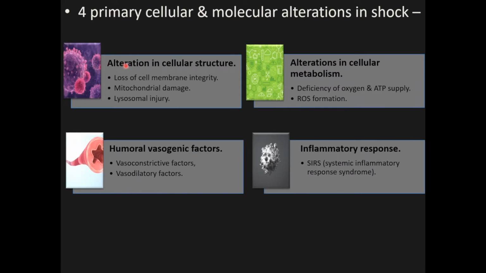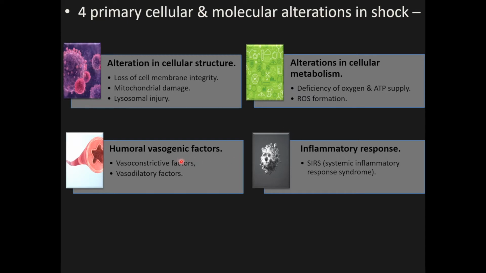There are 4 primary cellular and molecular alterations that are seen in shock. These 4 are alteration in cellular structure, alteration in cellular metabolism, humoral vasogenic factors, and inflammatory response. Alteration in cellular structure includes loss of cell membrane integrity, mitochondrial damage, and lysosomal injury. Alterations in cellular metabolism include deficiency of oxygen and ATP supply and reactive oxygen species formation.